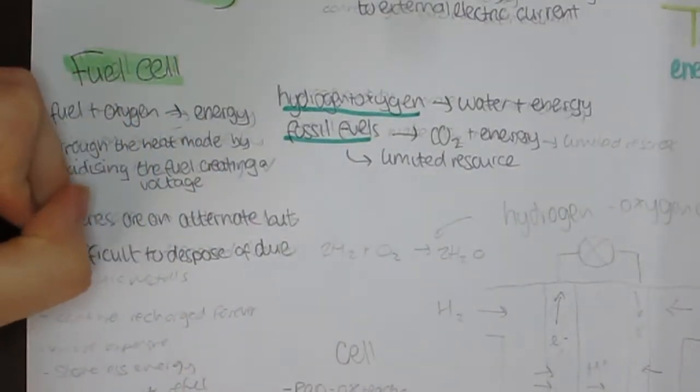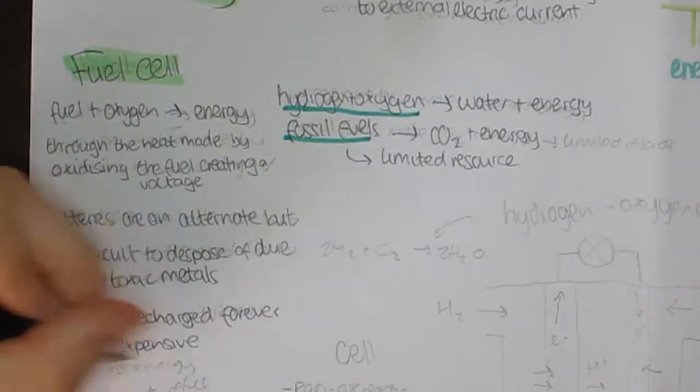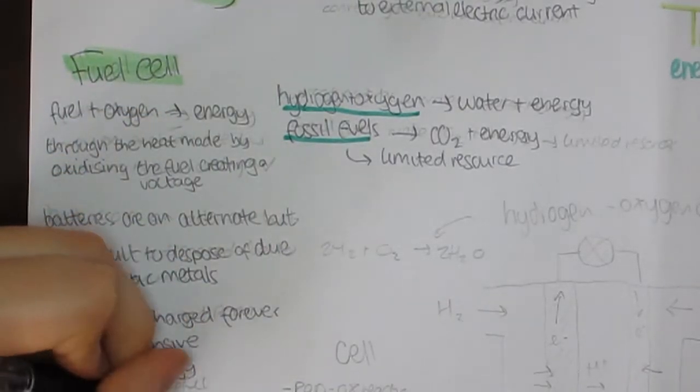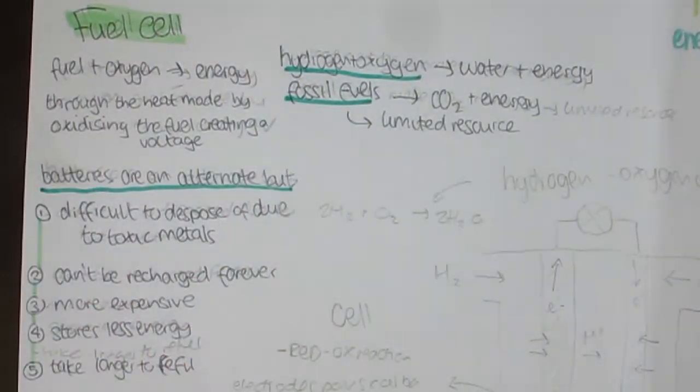Electrical batteries used in cars are difficult to dispose of safely due to toxic metals in them. And the car battery can't be recharged forever, so they are also more expensive than fuel cells and store less energy, taking more time to recharge afterwards.